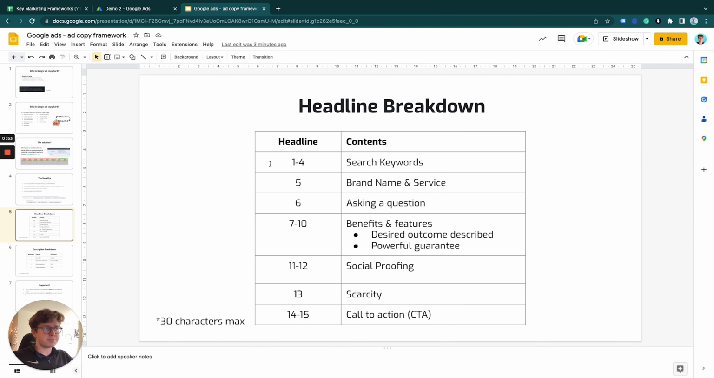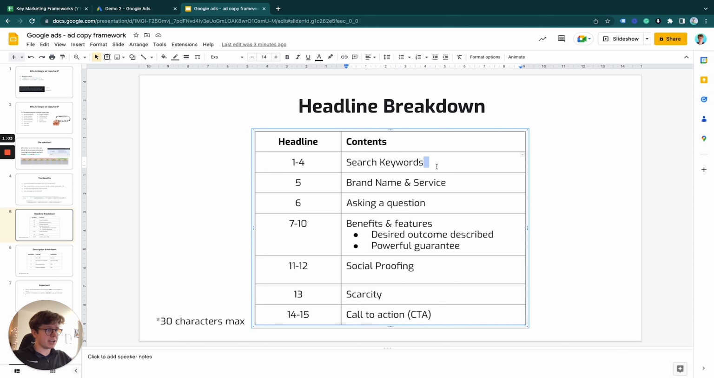So let's break down the sort of headlines and how they're going to be segmented in order to include our persuasive elements. Headline 1 to 4 is going to be our search keywords. So these are the keywords we're bidding for within our individual ad groups. Headline 5 is our brand name and service.